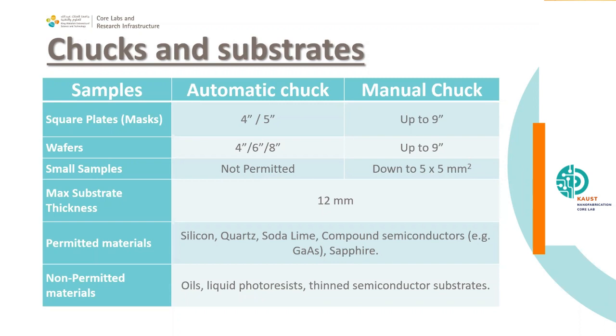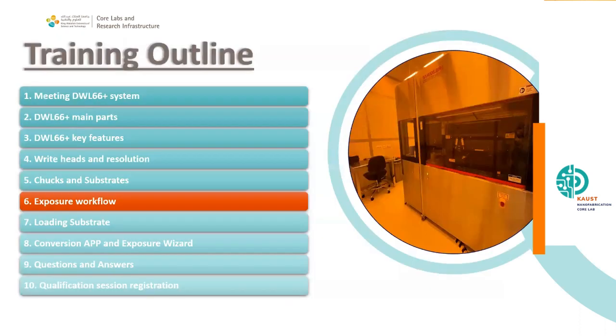So very small samples. The maximum substrate thickness is 12 millimeters, and the permitted materials, you have them here. Of course, I'm going to send you this presentation as well, okay? So you don't need to remember. And also I'm going to send you the SOP for this tool.